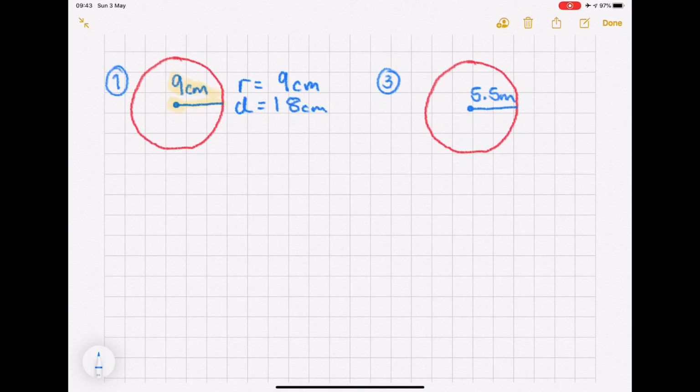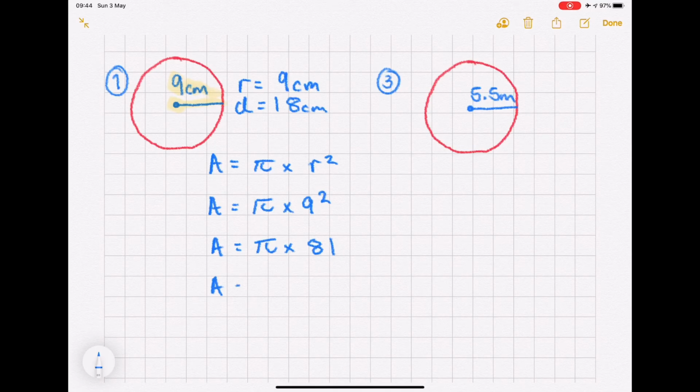Okay, we're finding the area, so we write down that equation. Area equals pi times by r squared. We substitute in our r, so area equals pi times by 9 squared. Now we square our 9, we square our r value, so area equals pi times by 81. And now we type that into a calculator. So pi times by 81 gives us 254.469 centimetres squared. It's squared because we're area and we're working in centimetres.